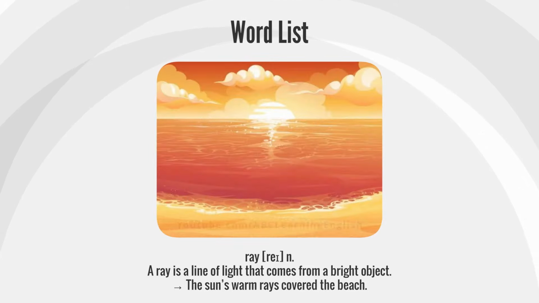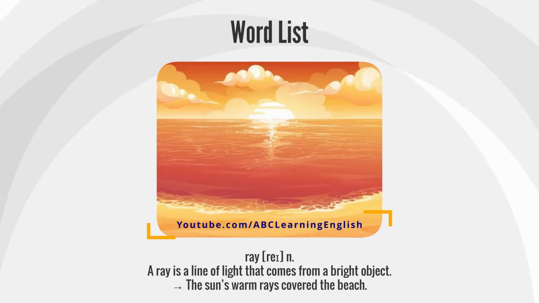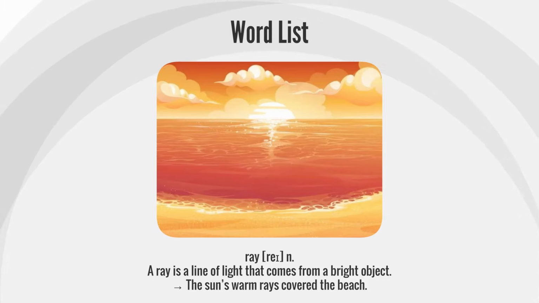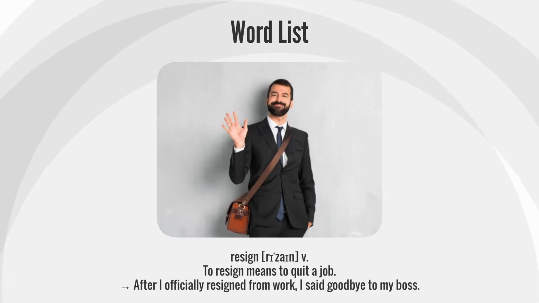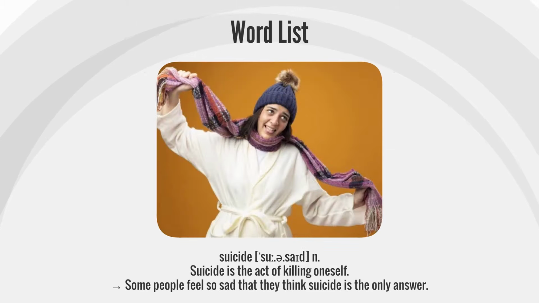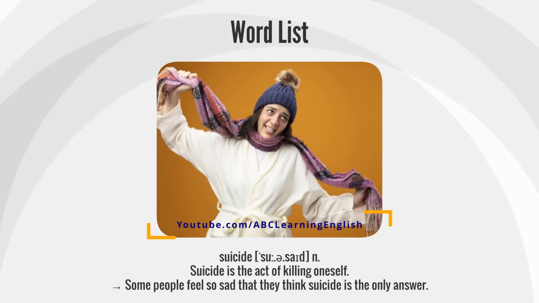Ray. A ray is a line of light that comes from a bright object. The sun's warm rays covered the beach. Resign. To resign means to quit a job. After I officially resigned from work, I said goodbye to my boss. Suicide. Suicide is the act of killing oneself. Some people feel so sad that they think suicide is the only answer.